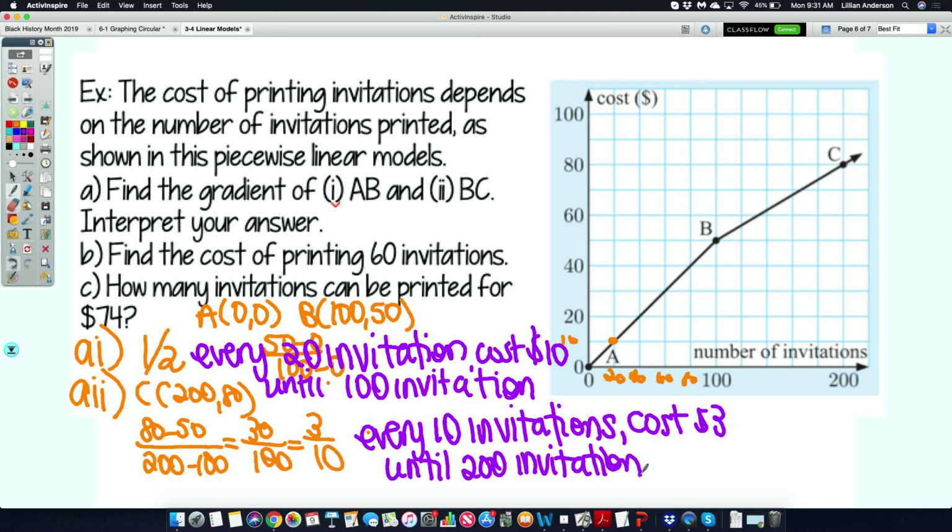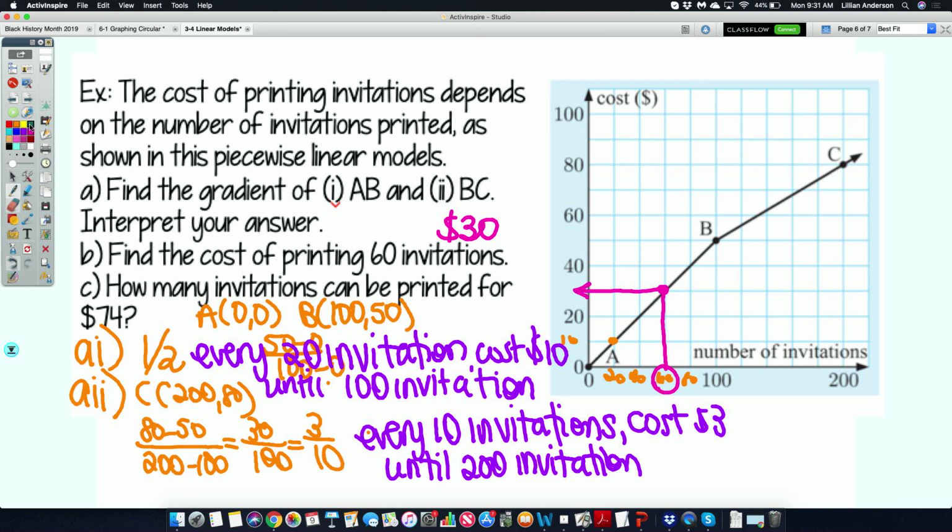Now we need to find the cost of printing 60 invitations. Since we don't have a model here to plug 60 into, we use the graph. 60 invitations hits your graph at this particular point. How much am I paying? $30. And that's using the graph for interpretations.